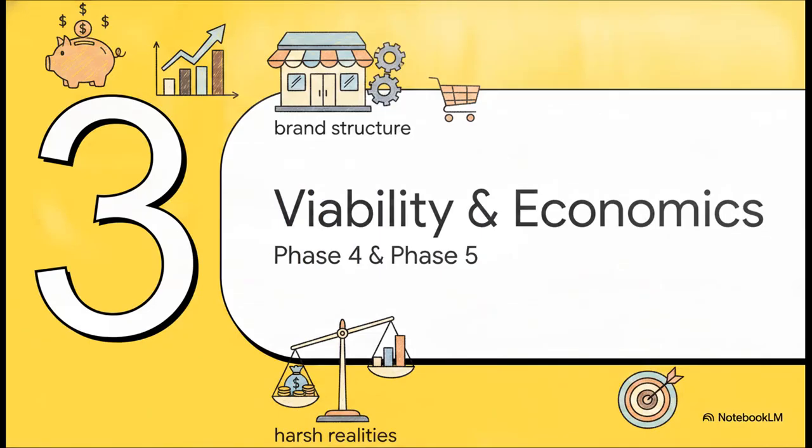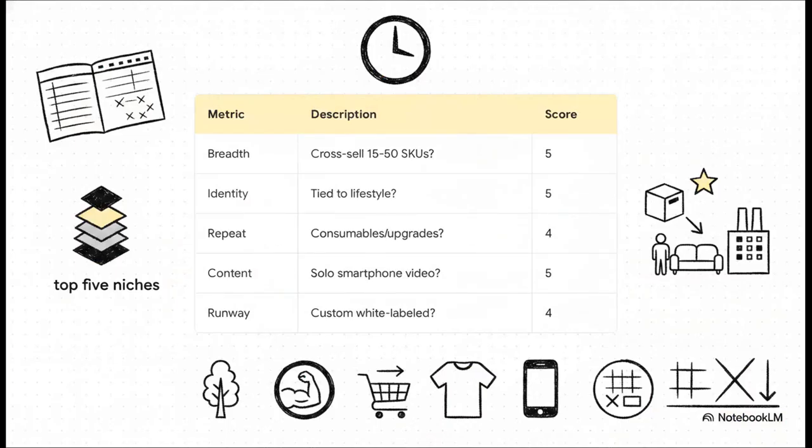All right, Section 3, Viability Scoring and Economics. Let's look at Phases 4 and 5, where we subject our surviving ideas to some harsh realities. Phase 4 is your niche for brand suitability scoring. You need to open up a spreadsheet and mathematically score your top 5 niches against a 25-point matrix.